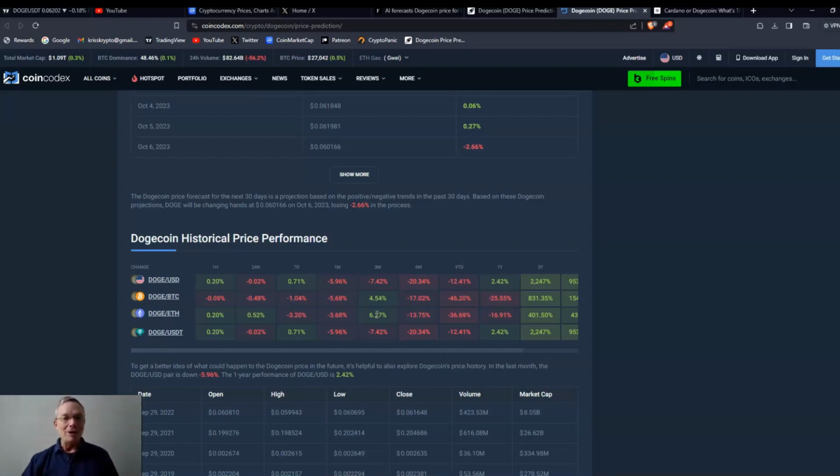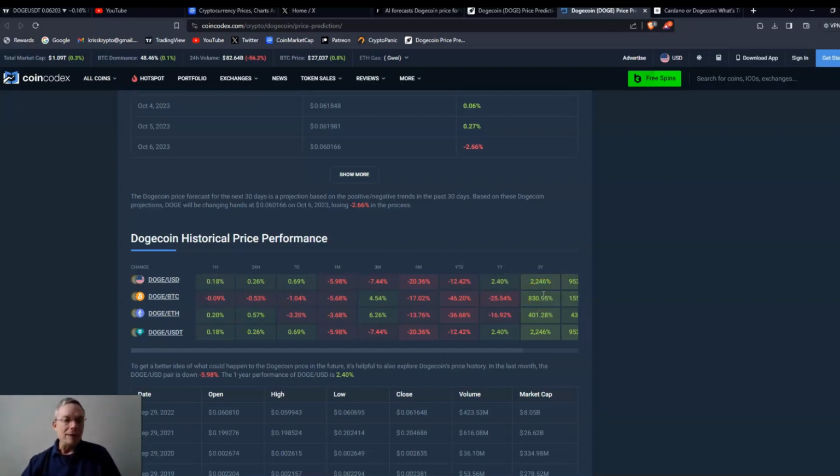But overall, it depends on when you're looking to buy it. I mean, we look at the 3-year return, right? 3-year return, Dogecoin is up 2,200%. That's an 830% larger gain compared to Bitcoin. So again, it all depends on when you buy.